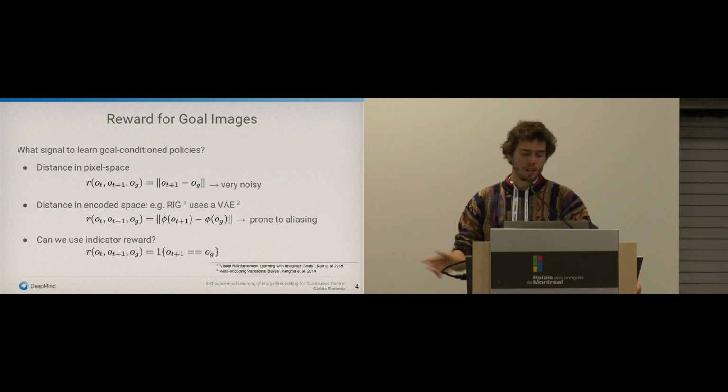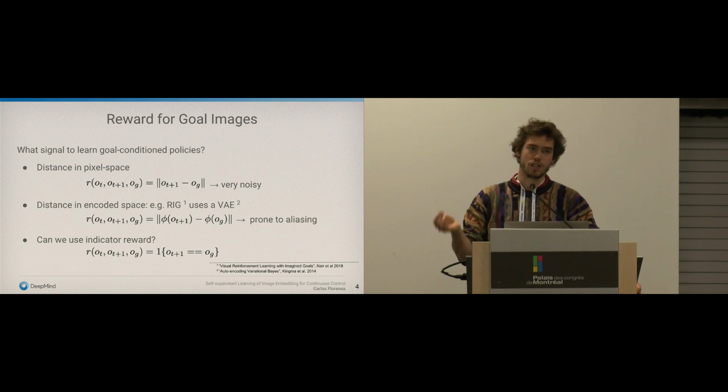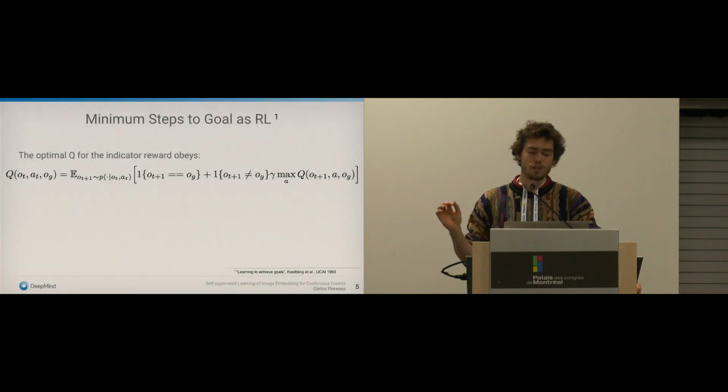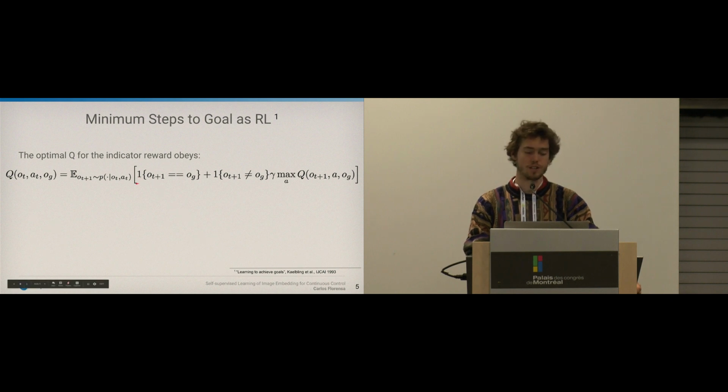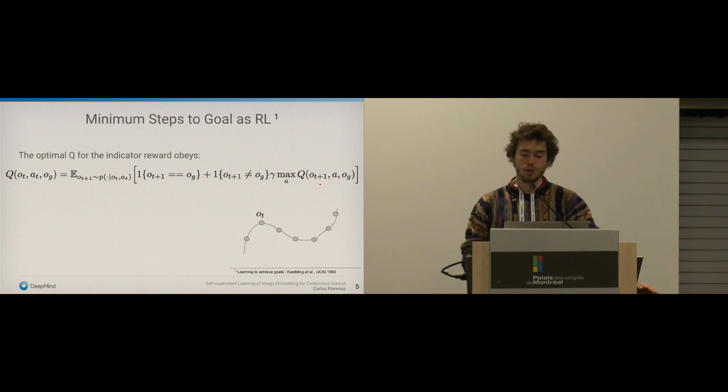Then one thing that would avoid both would be if we could use the indicator reward, meaning exactly matching the observation. This is a very impractical reward, but bear with me for one more slide, and afterwards we'll deal with how to use this reward. First of all, let's look at what the optimality Bellman equation looks like for this indicator reward. This is not something new, but it's very interesting, I think. Here we have our indicator reward that is given if we exactly match the observation. And if we don't match it, we have the Q at the next state, the max of that.